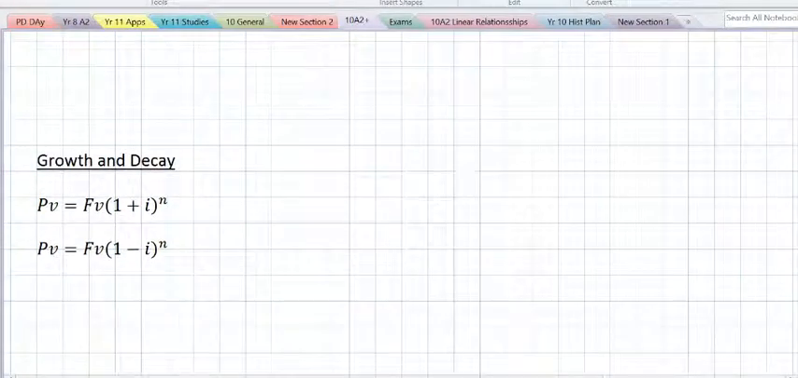Now, these are similar, or in fact identical, to the compound interest formula, but we use them for things like population growth, growth of bacteria. I think in the test there was a question about koalas. They're also used for decay, so decreasing things. Essentially, FV is how much you have in the future, PV is how much you start with, and then 1 plus I is how many, if you're increasing.